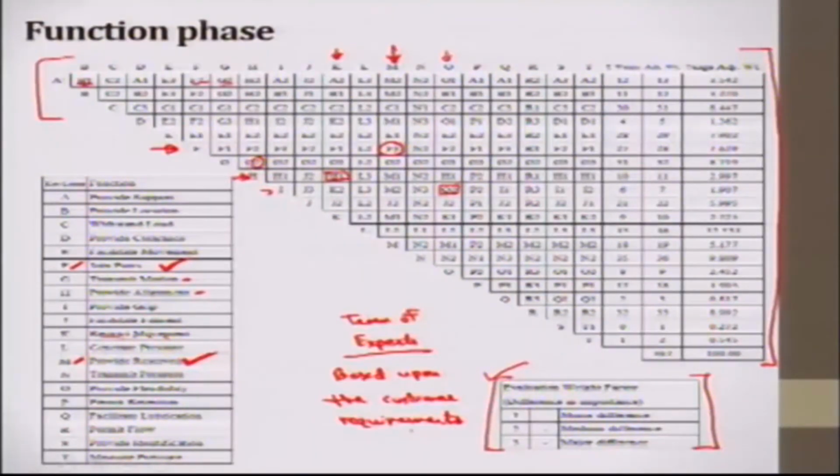Now what happens, we calculate the weight of the functions. Now this is the weight of function A. Wherever we have A, that is A1 plus 2 plus 2 plus 1 plus 1 plus 3 plus 2, that comes up to 12.